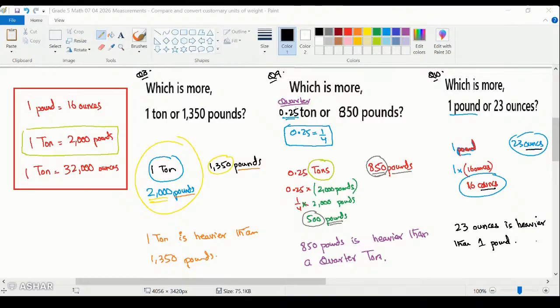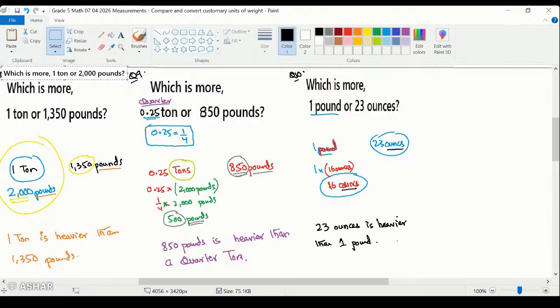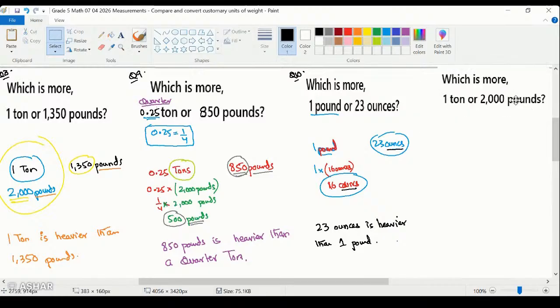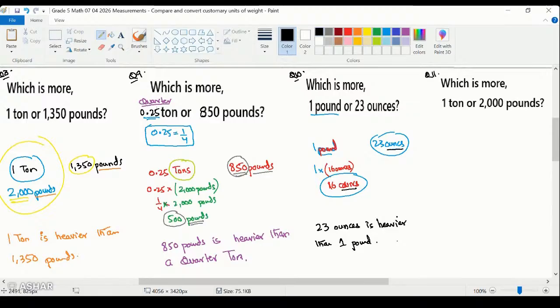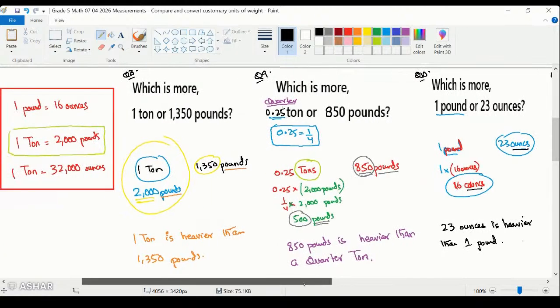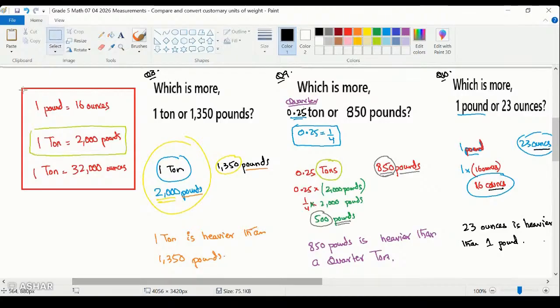For the next question, they're asking which is heavier, 1 ton or 2,000 pounds? Let's see which one would be heavier. Question number 11. When we need a conversion between tons and pounds, we have this information already with us, right? Let me just recopy this so that we may be able to use this.